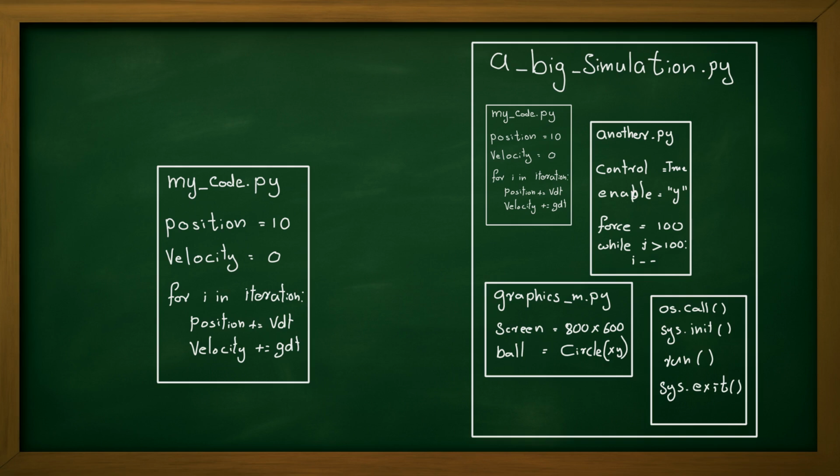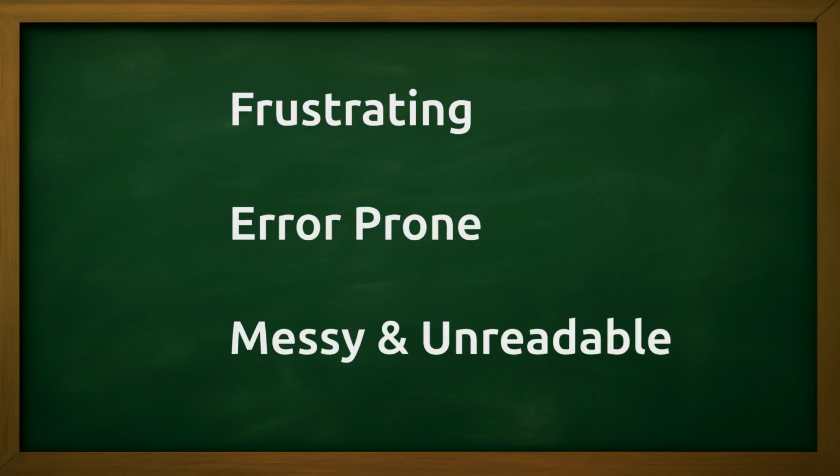Reusing this code in another project as part of a bigger simulation requires copying everything, making the main code bulky and harder to manage. Also, any future update to the ball model would also need to be copied manually to the main code every time. Over a period, this becomes frustrating, error prone, and makes your code messy and unreadable.